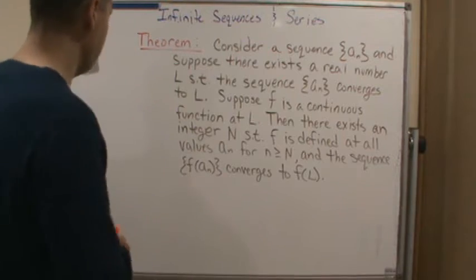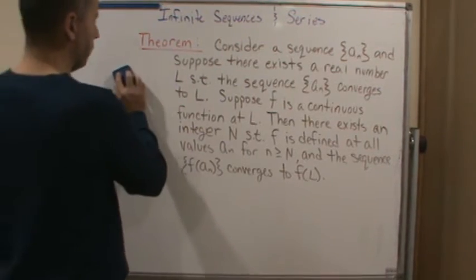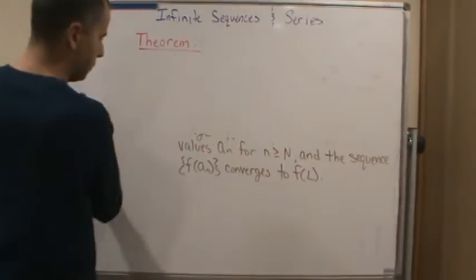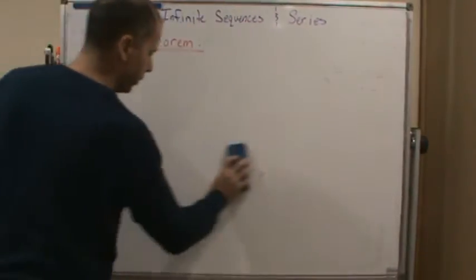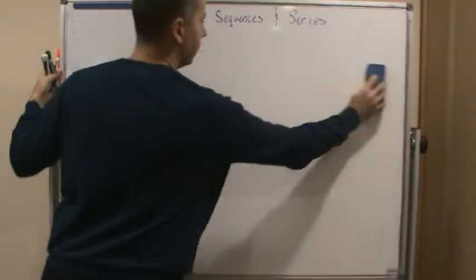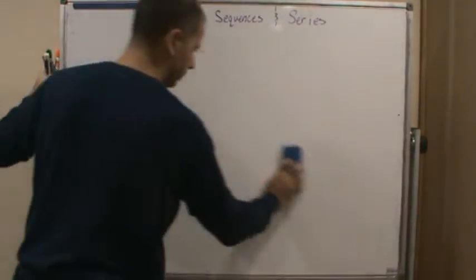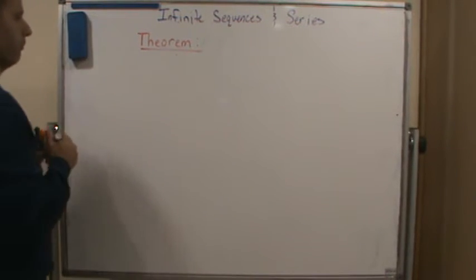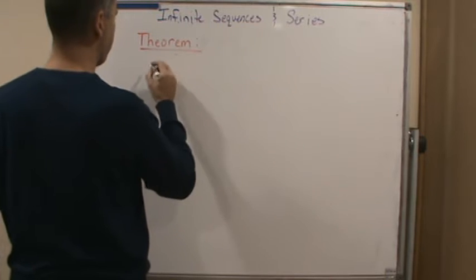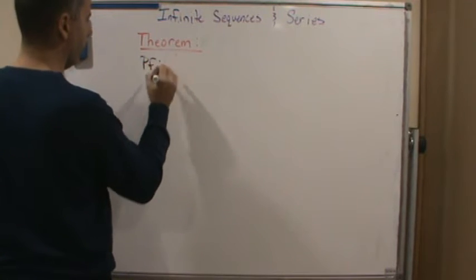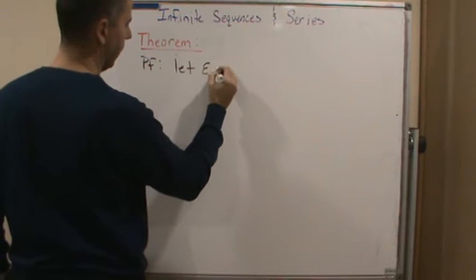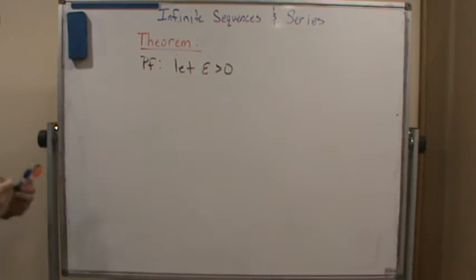Okay, so here's the proof. Very similar to the last proof. Again, we're going to use the epsilon proof. So the proof starts with an epsilon, right? So here's the proof. Let epsilon be greater than 0.